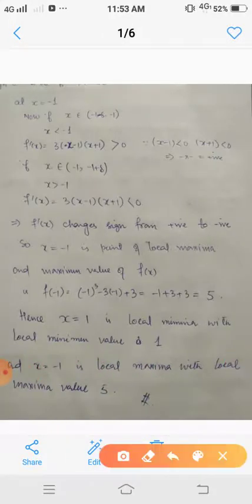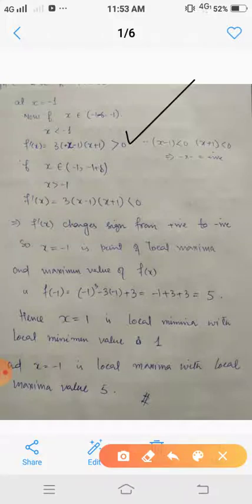Now we will increase x through minus 1, that is, firstly check the behavior of this derivative for all the points which are less than minus 1, which implies that the derivative is 3 into x minus 1 into x plus 1, and if x is less than minus 1, these two terms containing x are negative, which implies that their product is positive, hence the overall sign is positive.